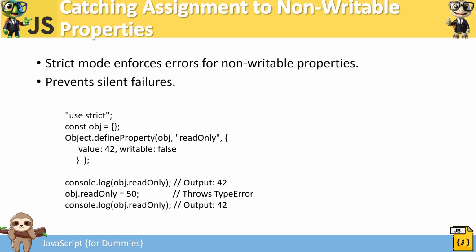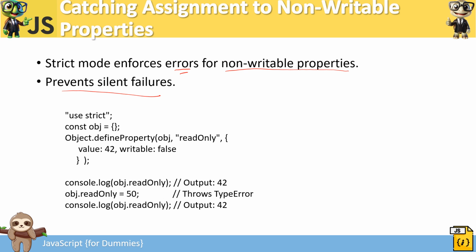Next, catching assignments to non-writable properties. What does this mean? Strict mode enforces errors for non-writable properties and prevents silent failure. So it is an extremely important feature, because of strict mode, the silent failures of your code will be avoided.